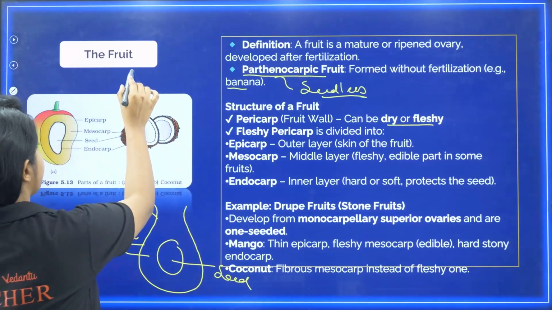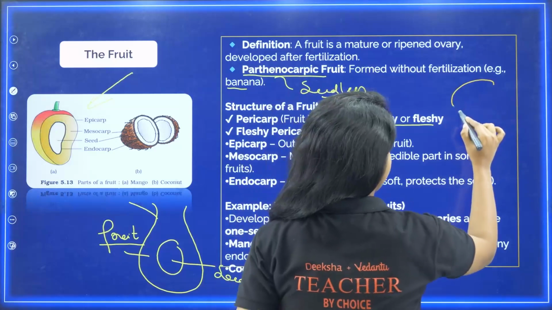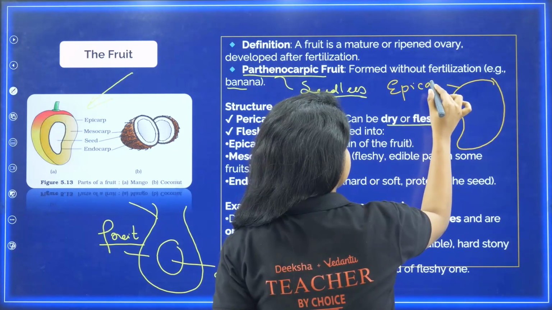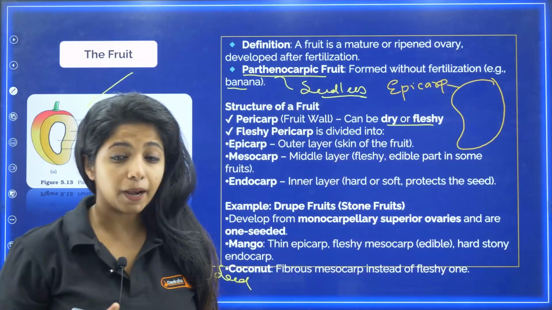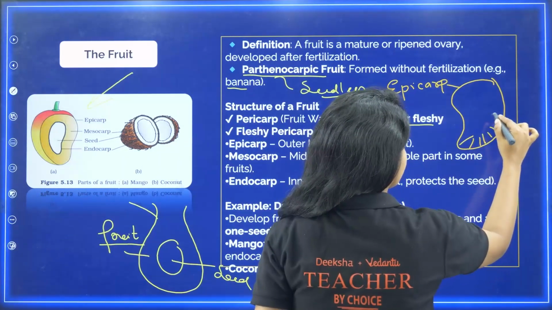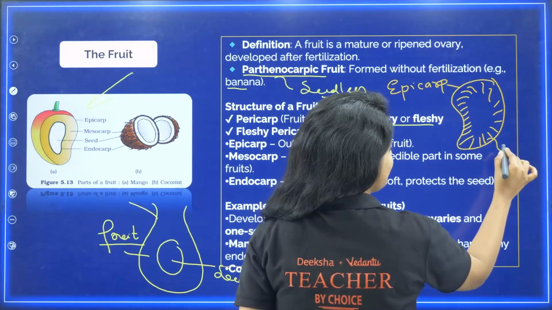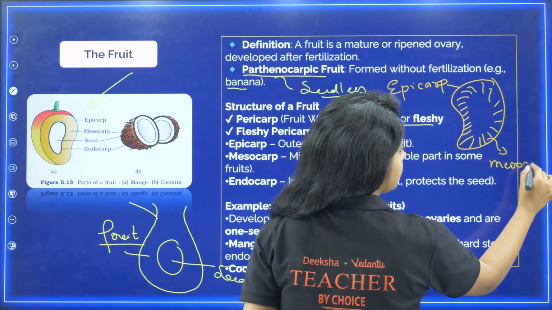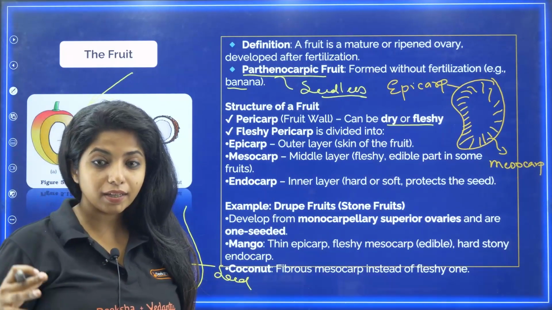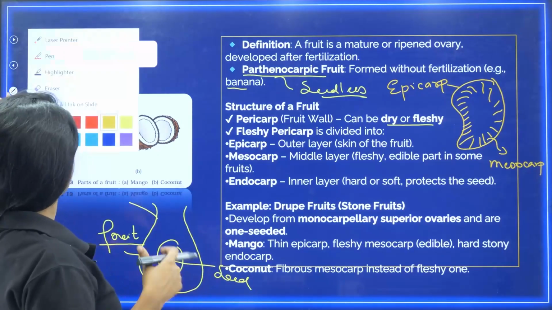Suppose I am taking the example of mango. In mango, there is a yellow outer covering, right? This covering is known as epicarp. And then the fleshy yellow part that we eat is known as mesocarp. The outer thing, the epicarp, we just remove, and then inside we have the mesocarp, the fleshy part.